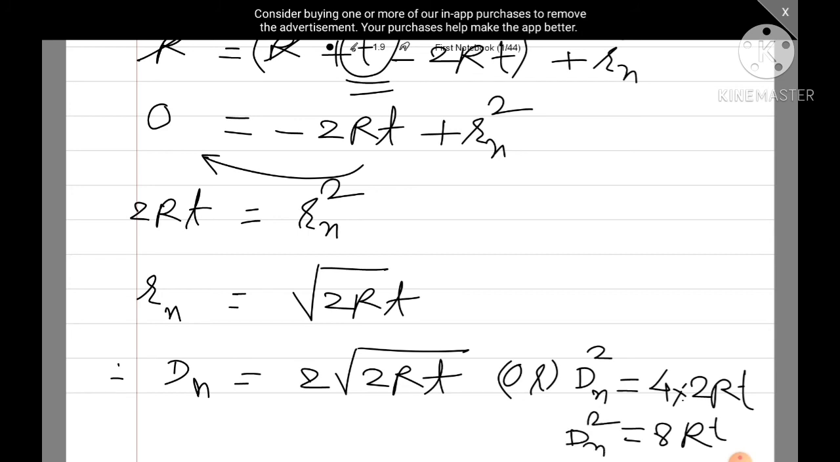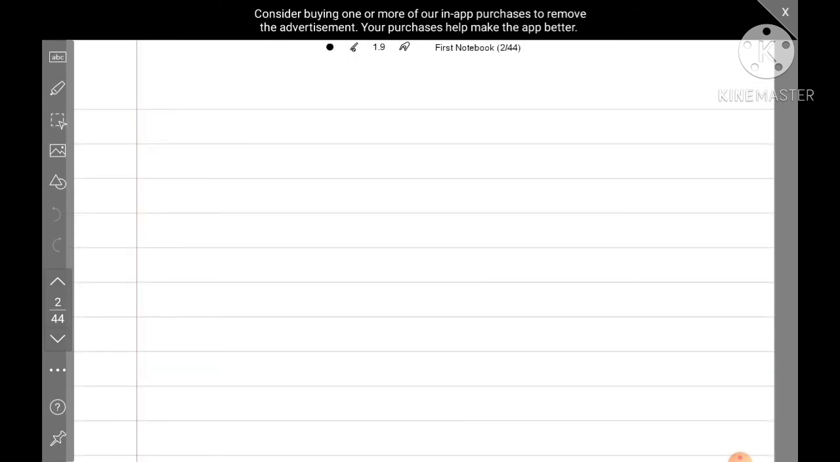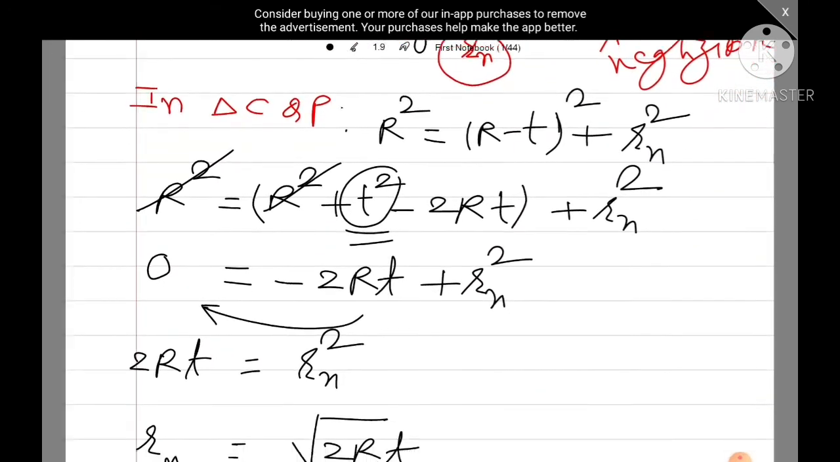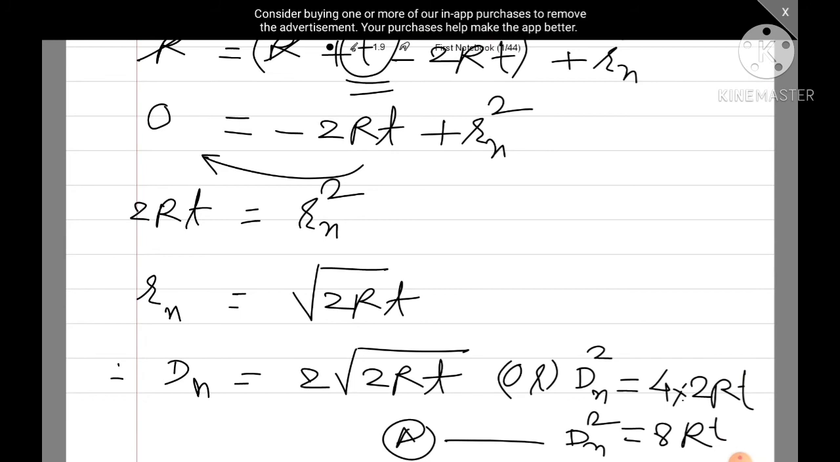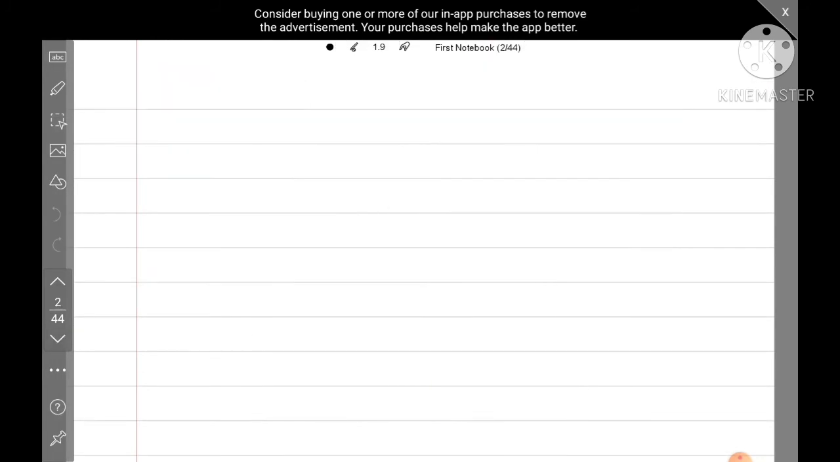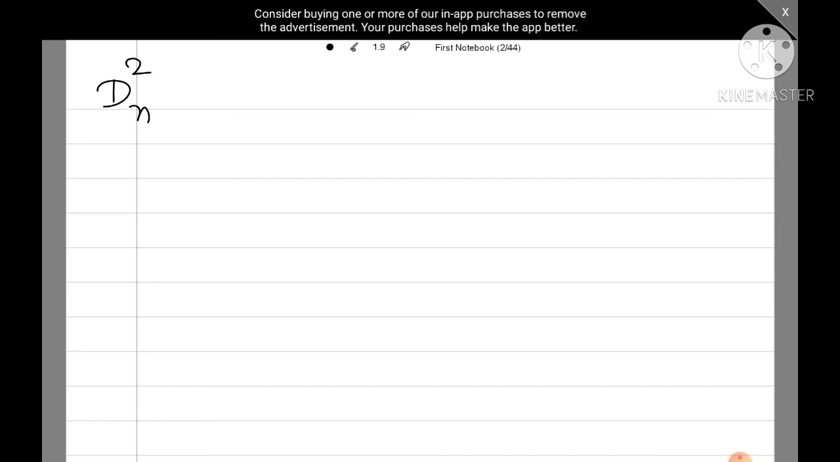Here dn square is equals to 8RT. Suppose this is the equation A. Now let's see how we can solve it. So let us consider the next page here. Now let's see how we can solve it. So in this diagram we have dn square is equals to 8rt.